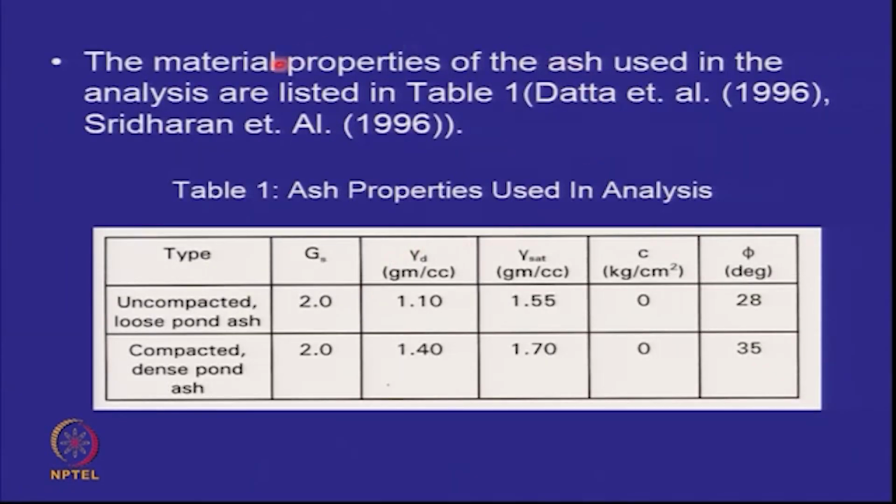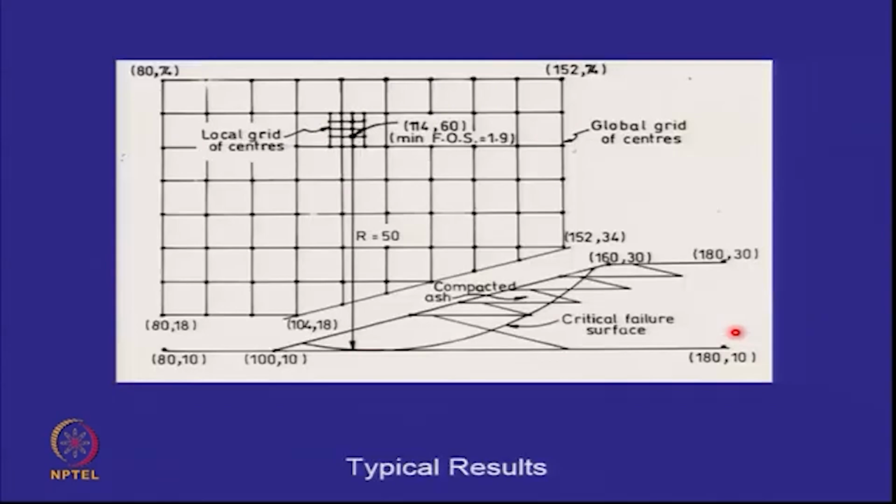We used this analysis for an ash pond. So the properties of the ash, for loose uncompacted ash, which is hydraulically deposited, and compacted ash, which is compacted by rollers, were taken. The important thing to note is that the phi dash for the hydraulically deposited ash was taken as 28, and for the compacted ash was taken as 35. And stability analyses were done using circular slip surface methods, using a grid of centers, and the minimum factor of safety was identified for the critical failure surface.